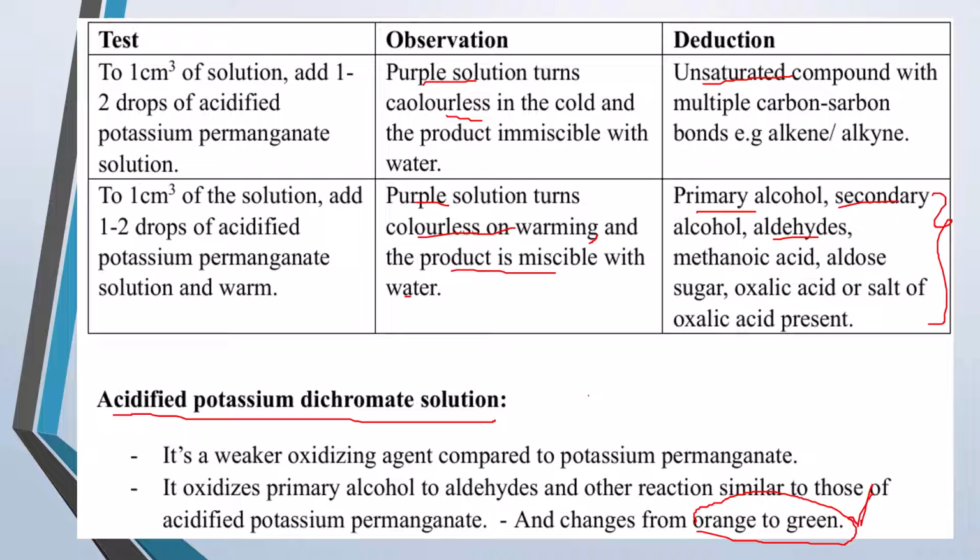It also tests for unsaturation. For acidified potassium dichromate, it doesn't test for unsaturation, but it may test for the presence of reducing compounds or agents such as alcohols, secondary alcohols together with aldehydes. So it's mainly testing for alcohols and aldehydes, anything that requires to be oxidized, but it doesn't test for unsaturation, just like acidified potassium permanganate does.